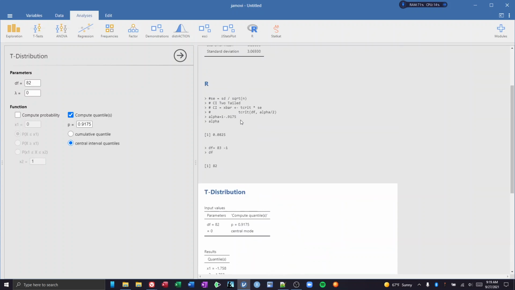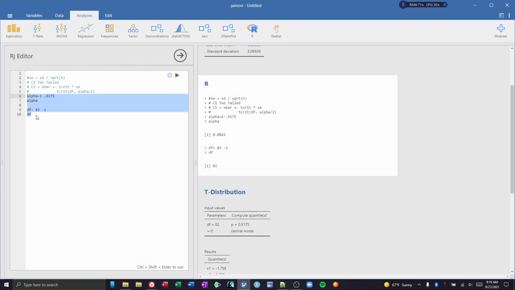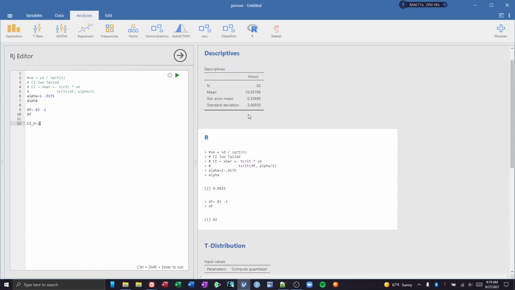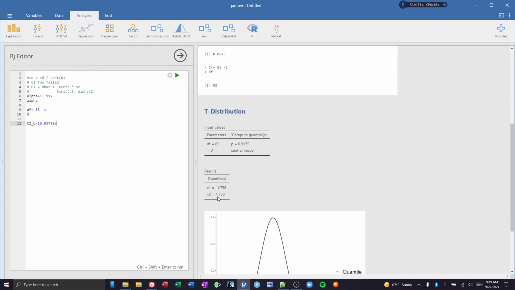Let's go back up here. What we're going to do is give our confidence interval upper. So confidence interval upper equals, let's start off with our x bar. Our x bar is this 16.93798. And then we'll do plus, and we need this t critical that we just saw, 1.758.